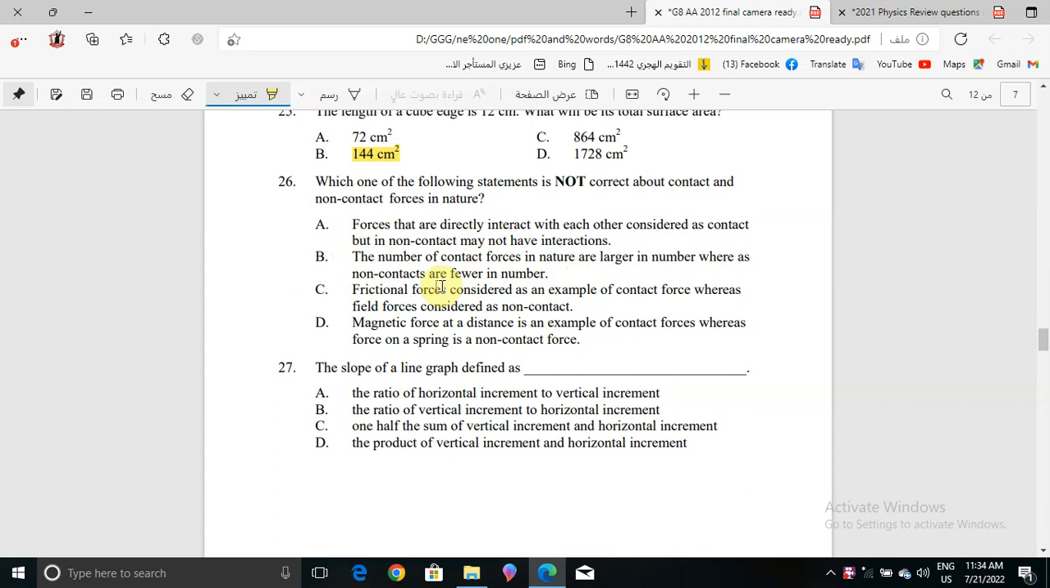In C, frictional force is considered an example of contact forces, whereas field forces are considered non-contact. This is true. But in D, magnetic force at a distance is an example of contact forces, whereas force on a spring is a non-contact force. So this one is not correct. So choice D is the correct answer for question number 26, because it is not correct about contact and non-contact forces in nature.